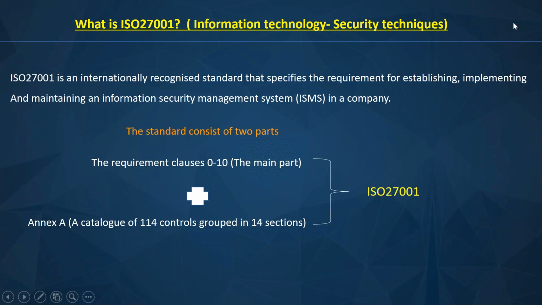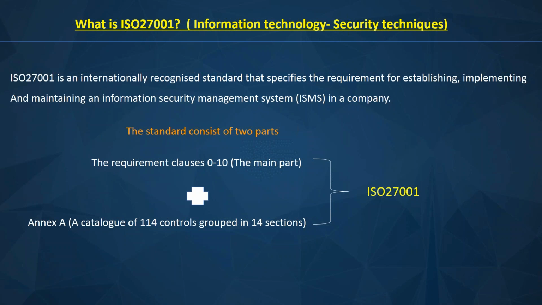ISO 27001 is an internationally recognized standard that specifies the requirements for establishing, implementing, and maintaining an information security management system. Of course, we've talked about that. I've talked about that standard quite a number of times, so I'm sure you understand what that means. Now, the standard consists of two parts. There are two parts in this standard.